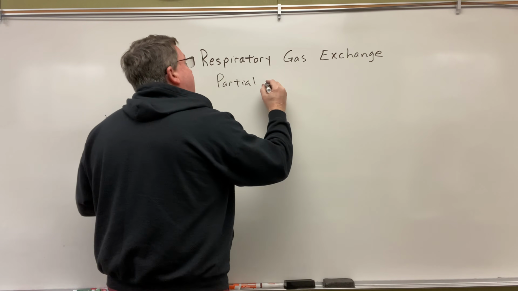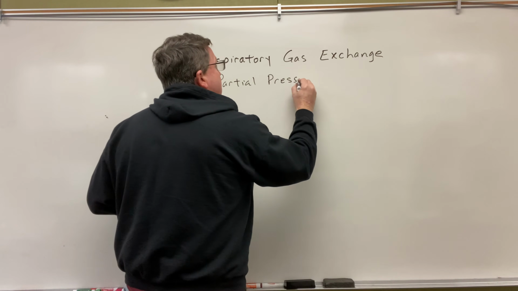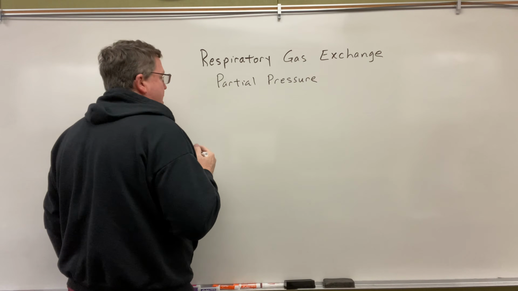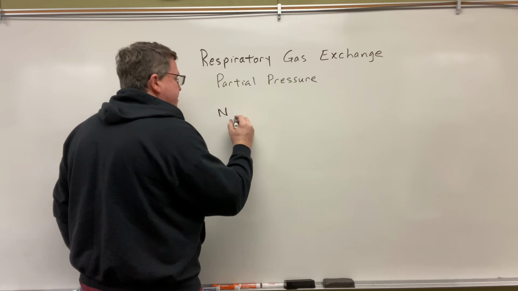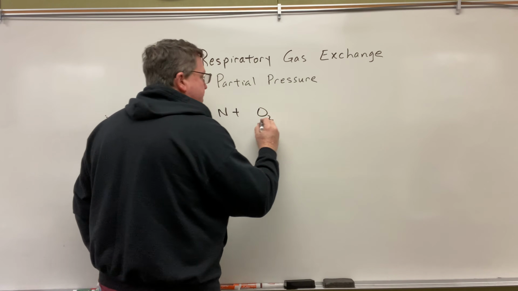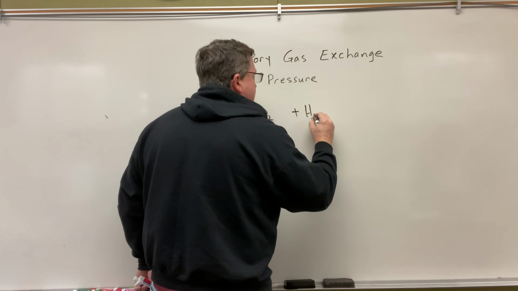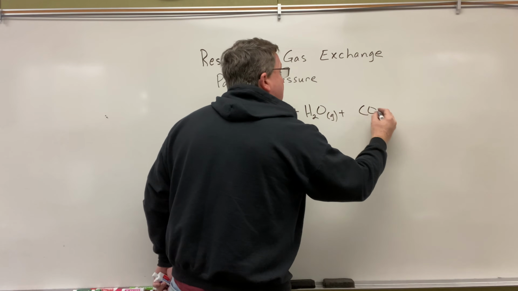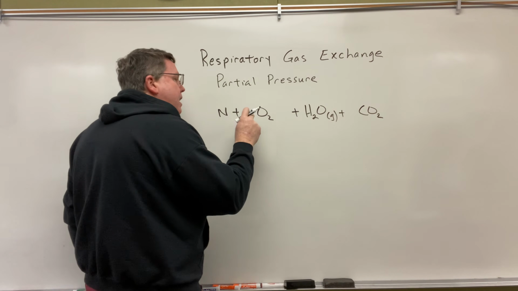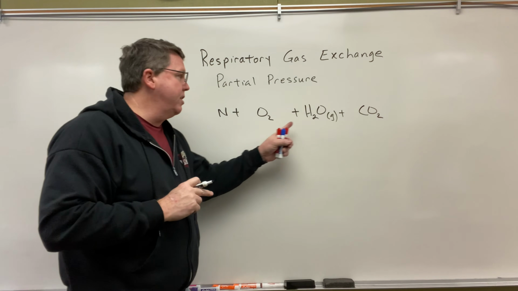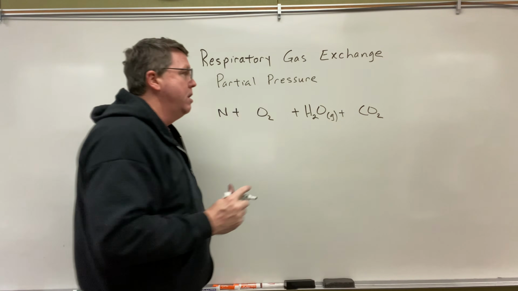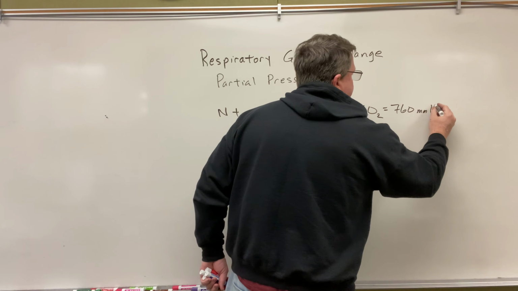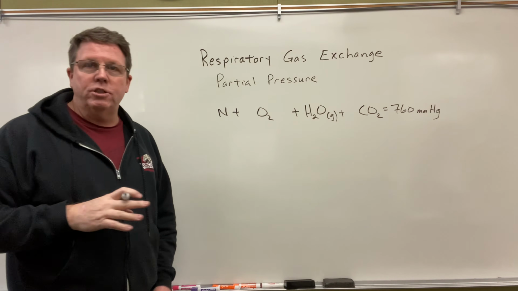Our atmosphere is made up of gases, and the four main gases that make up our atmosphere are nitrogen, oxygen, and water as a gas, right? We put the G for gas. And then carbon dioxide. If I take how much pressure each one of these exerts and add it all together, my atmospheric pressure comes out to be 760 millimeters of mercury. That's my atmospheric pressure right there.